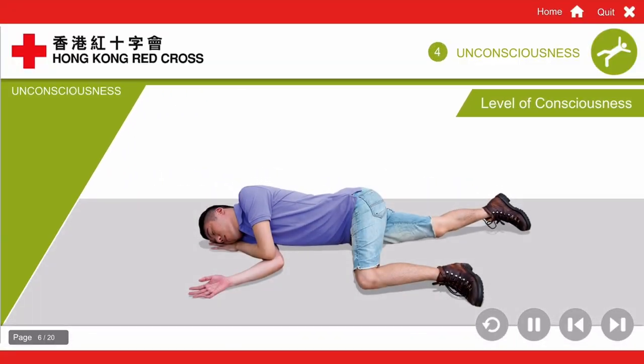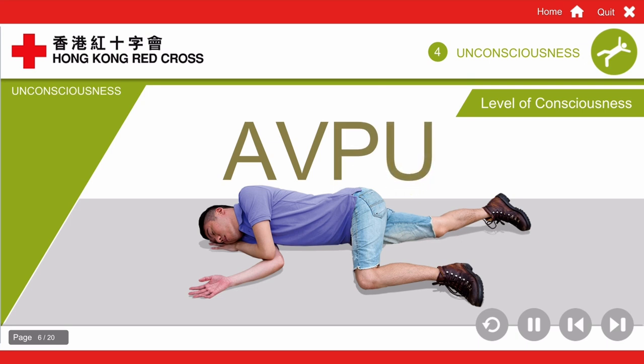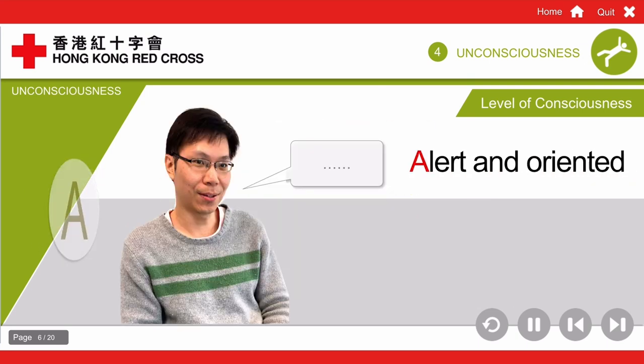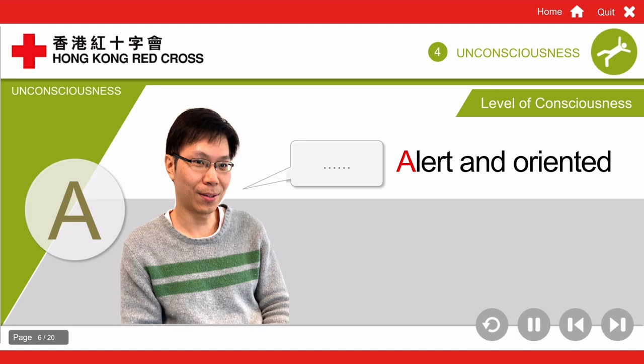After understanding how the nervous system works, we'll now proceed to learning how to identify the level of consciousness of the victim. We can assess the victim's level of consciousness by using the AVPU scale. A refers to alert and oriented. It means that the victim is alert, responds to the first aider's questions accurately, and is oriented to person, place, and time.